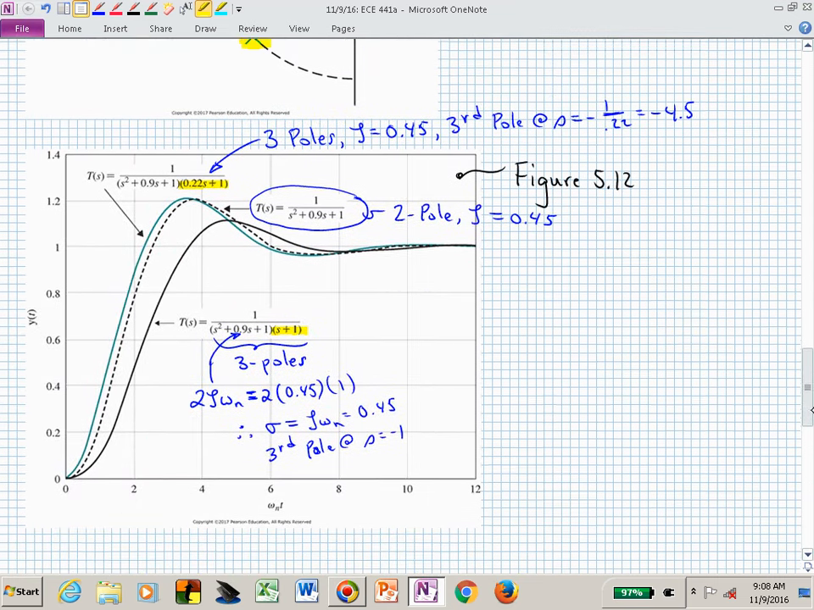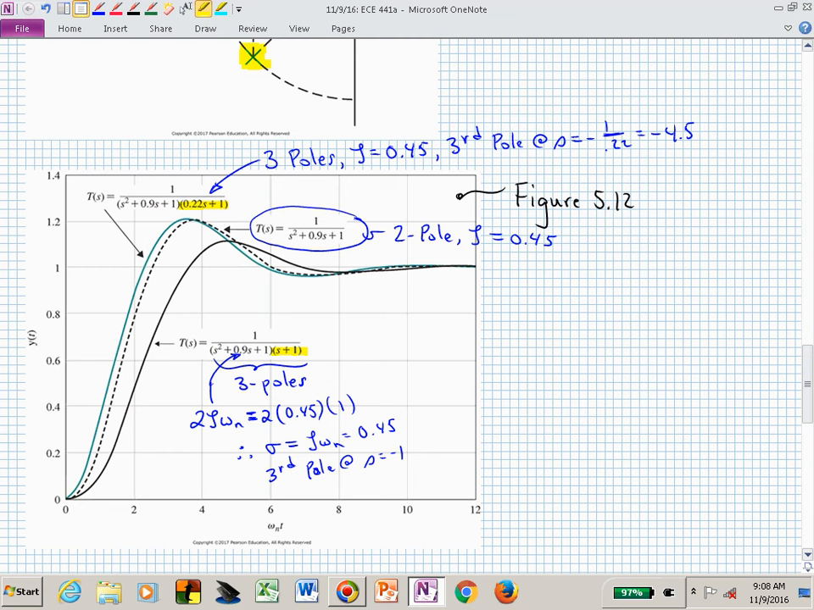You can get it two different ways: directly off the diagram, or by realizing that that 0.9 is actually 2 zeta omega sub n. And what's omega sub n in this transfer function? It's 1. So omega sub n is 1, 0.9 is 2 zeta times 1, so zeta is 0.45.